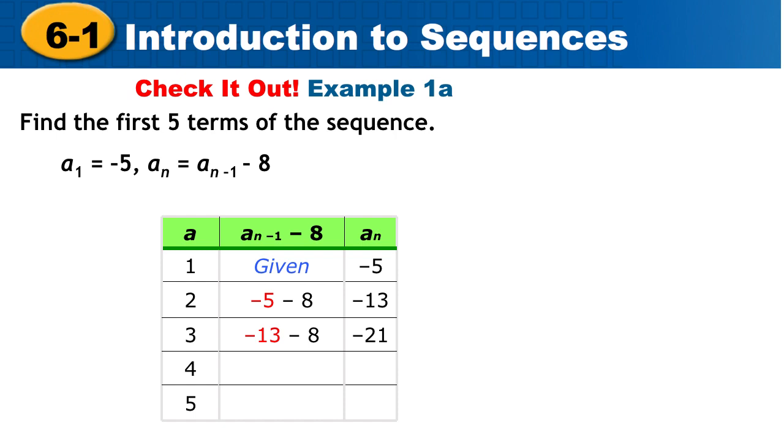A sub 4, so let's substitute 4 for n. So you have a sub 3 minus 8. So a sub 3 was negative 21, so negative 21 minus 8, which gives you negative 29.